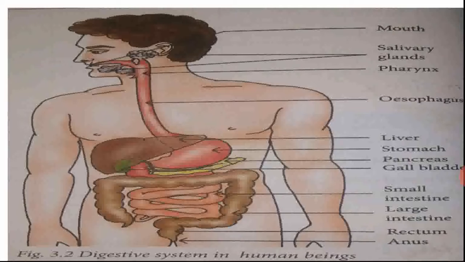The food passes into the stomach through a long tube called the food pipe, or the other name of that is esophagus. The food passes through the esophagus by wave-like contractions and relaxations of the walls of the food pipe. This wave-like movement is known as peristaltic movement.